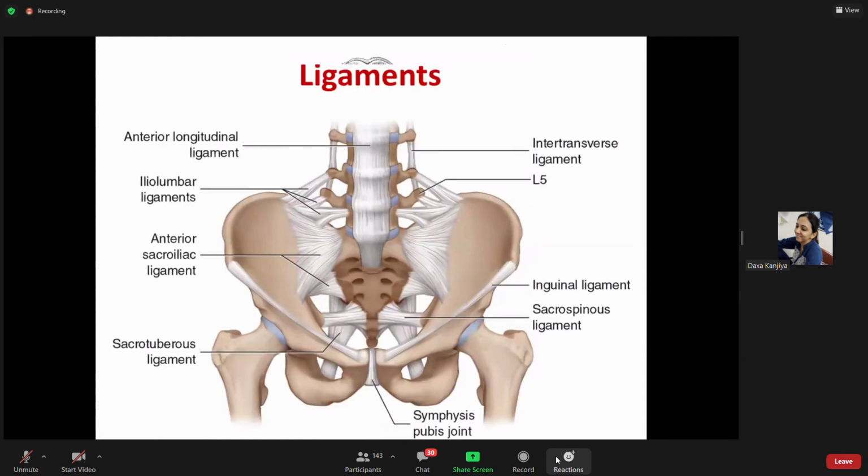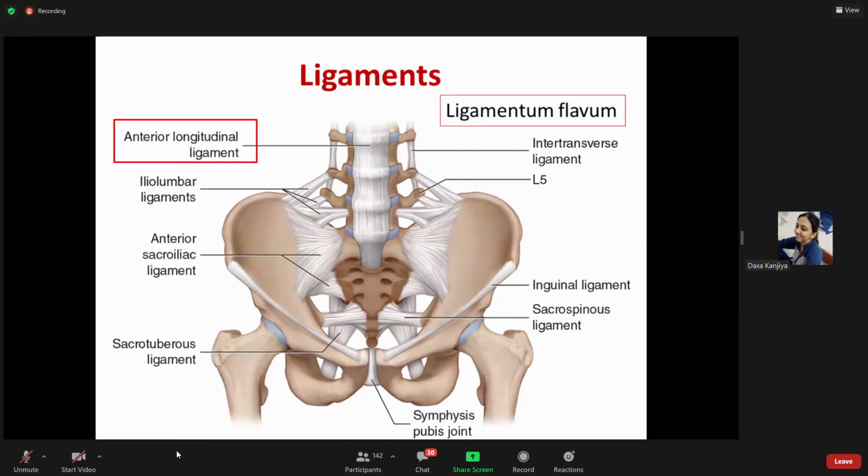Now, attachments of ligaments. As I told you, there are two longitudinal bands. One of them is the anterior longitudinal ligament. See the attachments of anterior longitudinal ligament. This ligament attaches over the anterior surface of the whole vertebral column. Just like that, posteriorly we have the posterior longitudinal ligament extending over the posterior surface of the vertebral column. Ligamentum flavum is attached in between the laminae of two successive vertebrae. That is the ligamentum flavum.